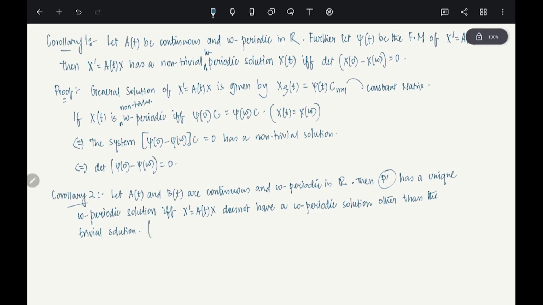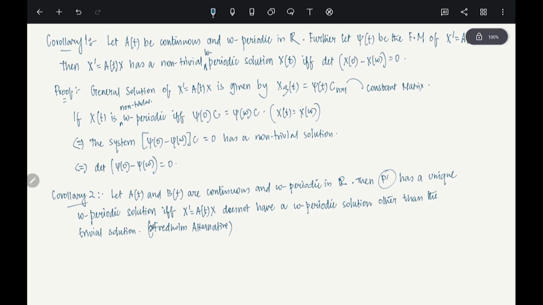Okay, so this type of property is called a Fredholm alternative. It's a beautiful theorem, right? It's kind of an alternative, not exactly, but you can think of it like this. x prime equals A(t) times x always has a trivial solution, and that is always periodic. What it is saying is that if you can show there is no other periodic solution other than the trivial solution for this homogeneous problem, then you can guarantee that the original inhomogeneous problem has a unique w periodic solution. So you don't have to study the inhomogeneous problem, you study the homogeneous problem.